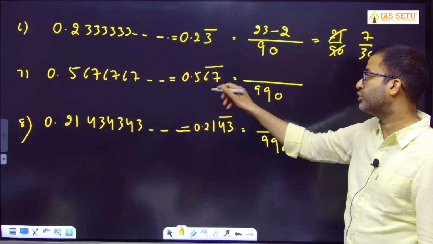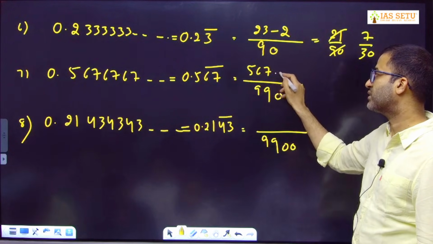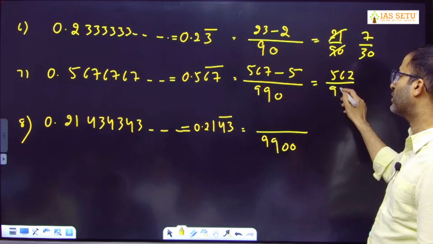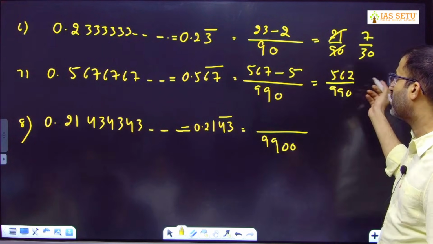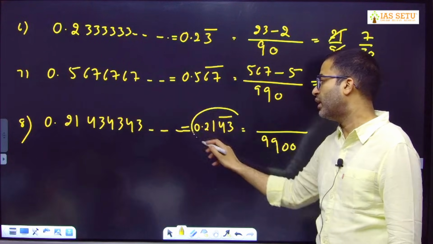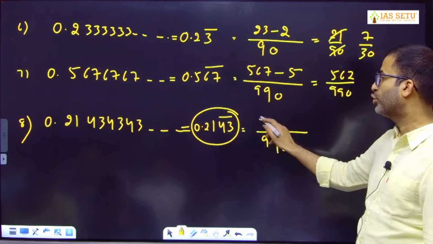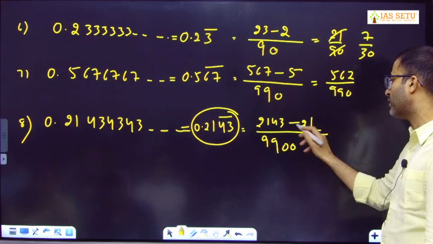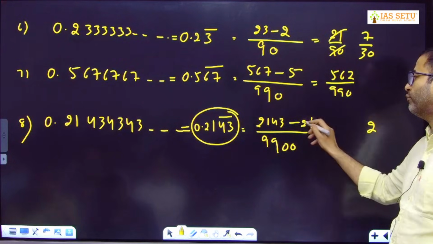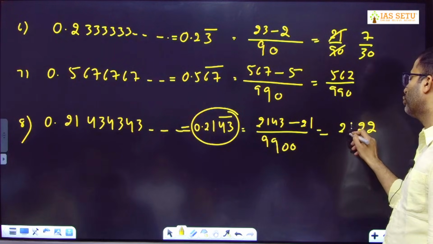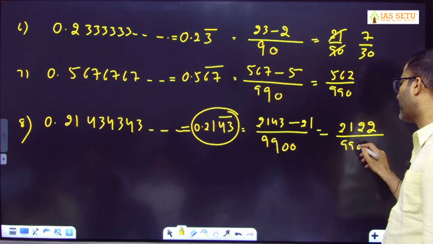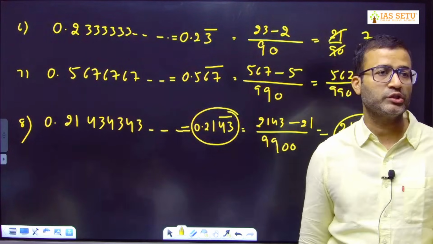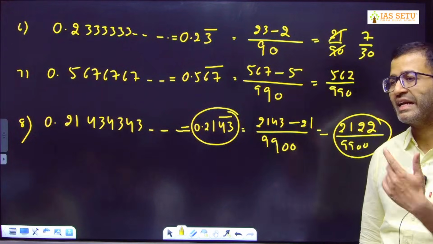In the second question, what is your total number? 567 minus 5. It is 562 upon 990. It is divisible by 2, so simplify. Third question, what is your total number? 2143 minus non-recurring part 21. 3 minus 1 is 2, 4 minus 2 is 2, 21 minus... 2122 upon 9900. Simplify. One more question to check if you understood or not, then I take type 3.